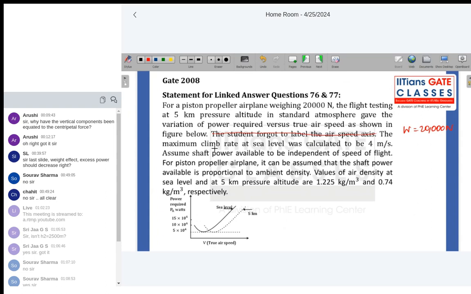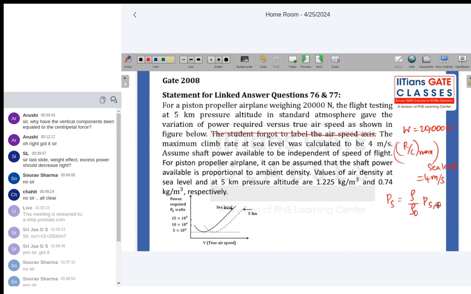The maximum climb rate at sea level was calculated to be 4 meter per second. So rate of climb maximum for sea level is given as 4 meter per second. Assume shaft power is independent of flight speed. For a piston prop aircraft, it is assumed that shaft power available is proportional to ambient density.